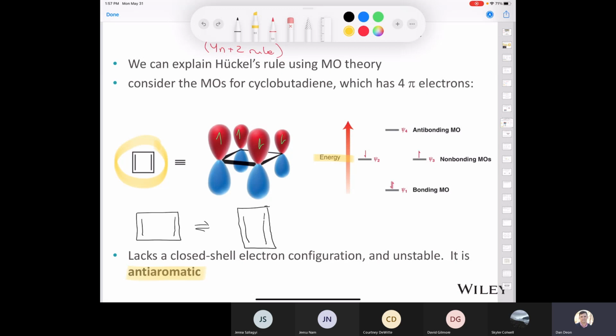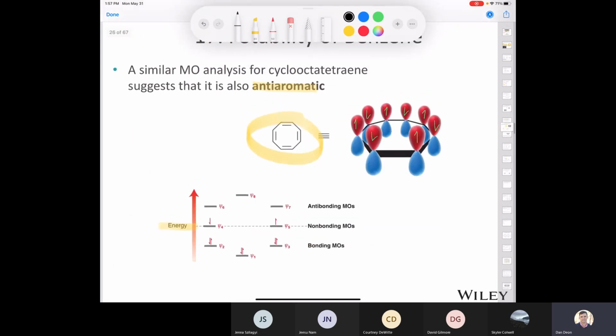Now, I don't have them drawn exactly the way they are in the book. They do it like this. So they have it like this 1 second, and then they have it like this. That's neither here nor there, really. The whole idea is that it adopts the rectangular shape to avoid the overlap of orbitals, so that it doesn't become anti-aromatic, it becomes non-aromatic.